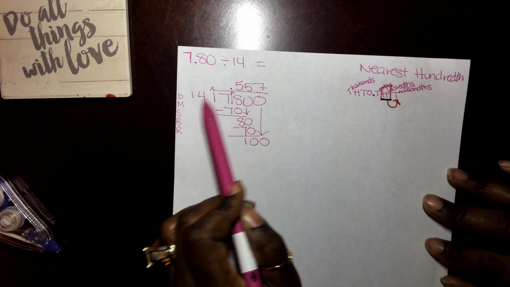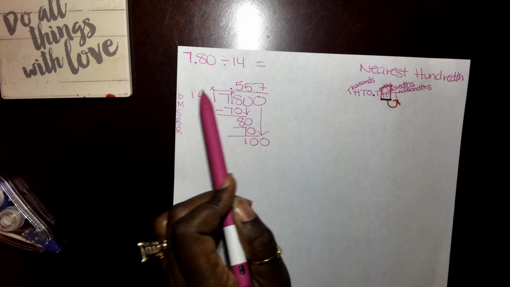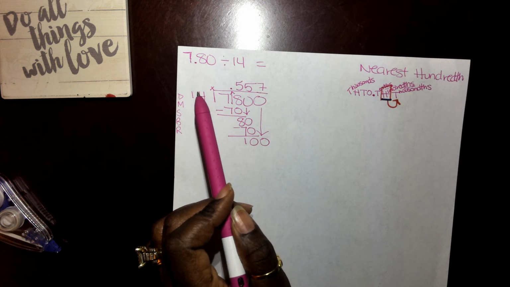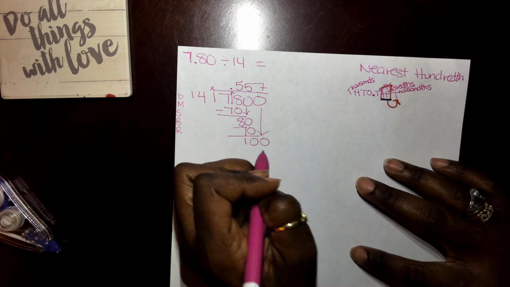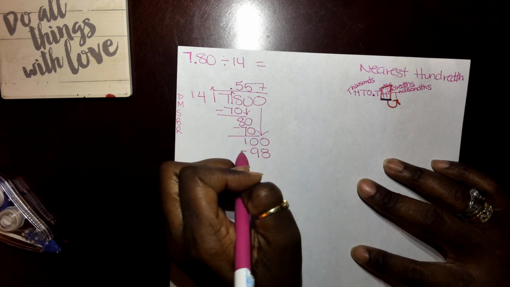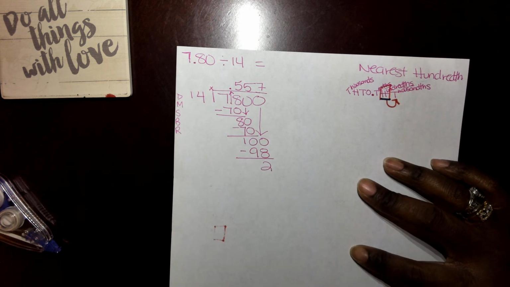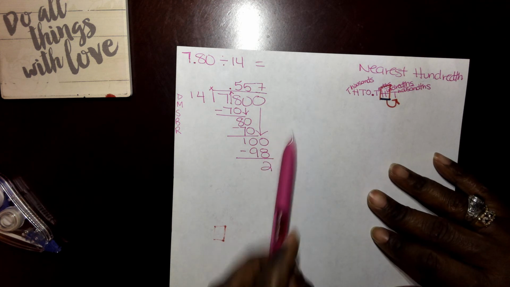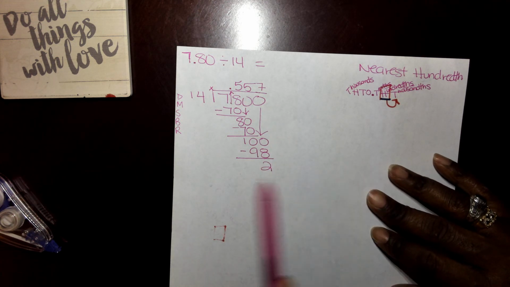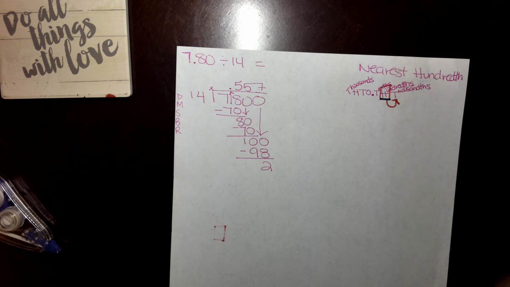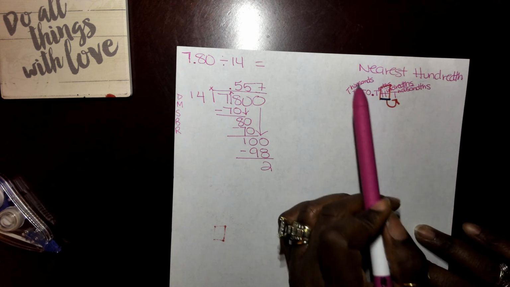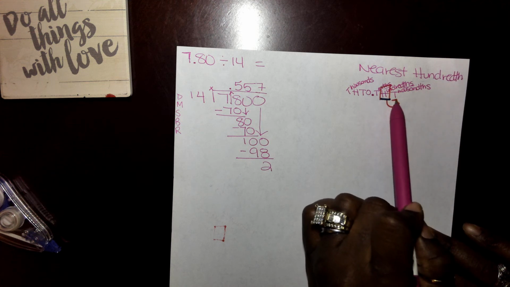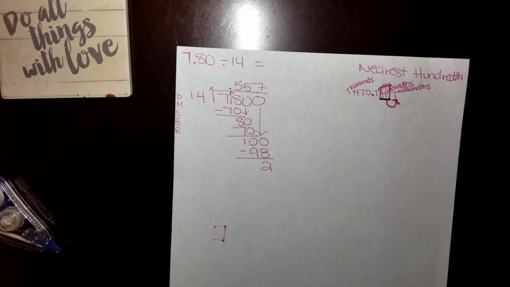And so we have 7 times 14 gives me 98. So we have 98. We're going to subtract that, and we're left with 2. Now, we still have something remaining. And again, if we wanted to, we could just keep putting zeros and just repeating the process as many times as we'd like. But our answer needs to be in the nearest hundredth, which means that we only needed 3 places after the decimal to determine what happens.